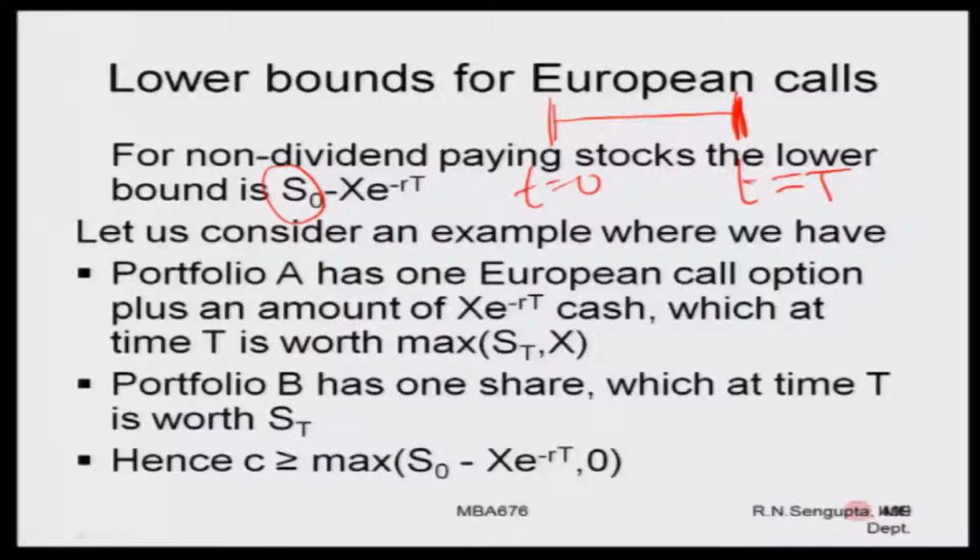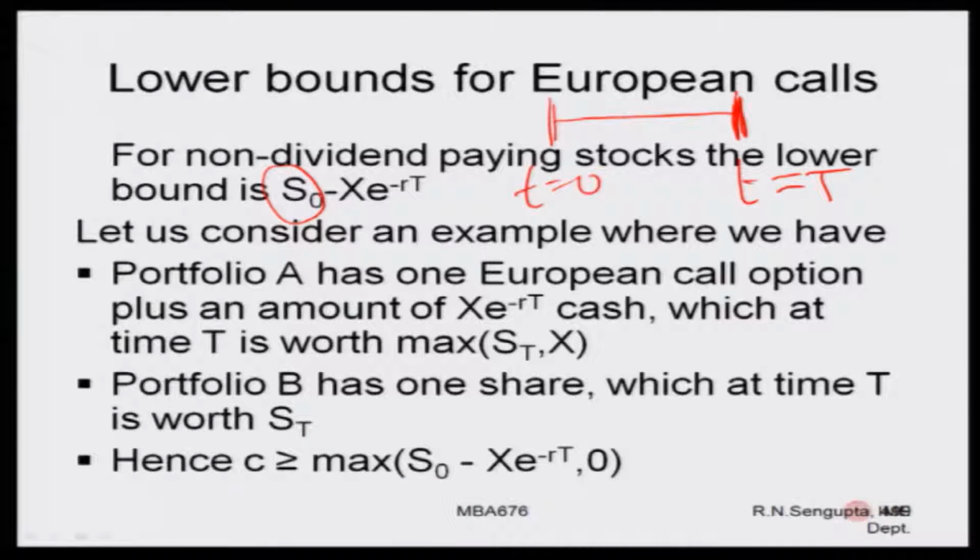So, let us go through the bullet points which are stated. Consider a portfolio A, which has one European call option plus an amount of x e to the power minus RT in cash, which at time T would be worth what? Let us see. Now, I have only one European call, that means I am going to call, which means I am going to buy it back, at time t is equal to capital T. The cash which I also have is x into e to the power RT.